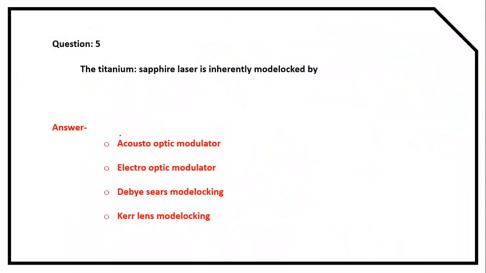So first of all, what is a titanium sapphire laser? Titanium doped with sapphire, in a particular ratio. And what is sapphire? Sapphire is aluminium oxide, with titanium. This forms the titanium sapphire laser. Actually, in the previous week, we had also discussed the wavelength of the titanium sapphire laser.